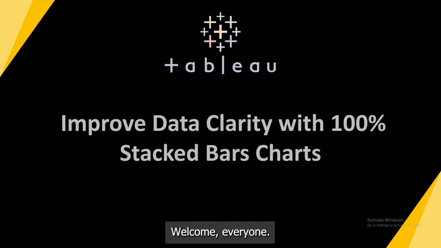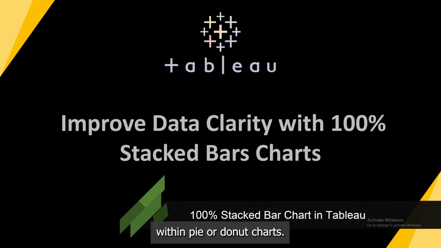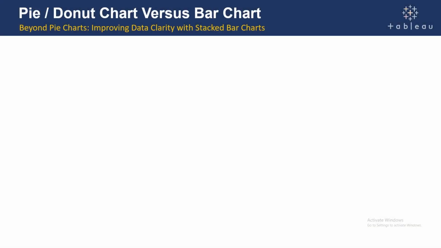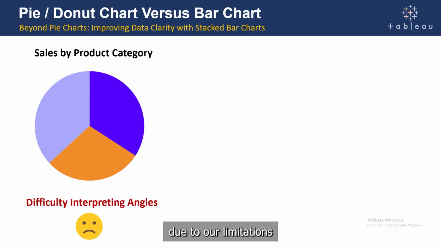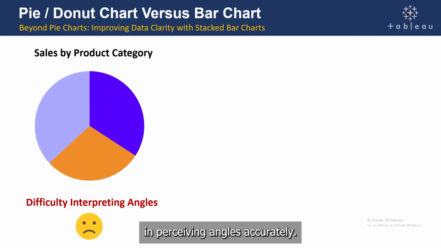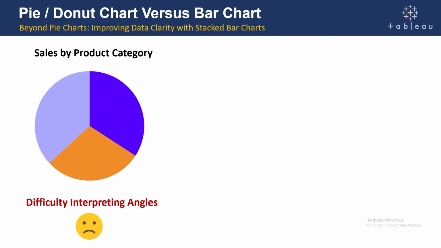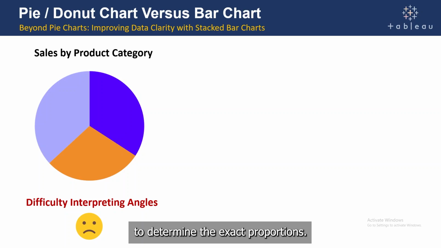Welcome everyone. Today, we're diving into the world of data visualization and exploring a better way to represent percentages within pie or donut charts. If you look at this pie, you may encounter difficulties interpreting these proportions, due to our limitations in perceiving angles accurately. Research has shown that, as humans, we struggle to discern precise differences in angles, especially in pie or donut charts, making it hard to determine the exact proportions.